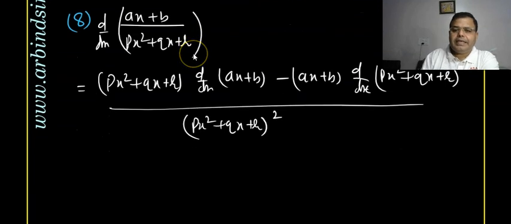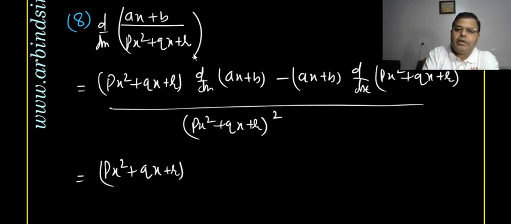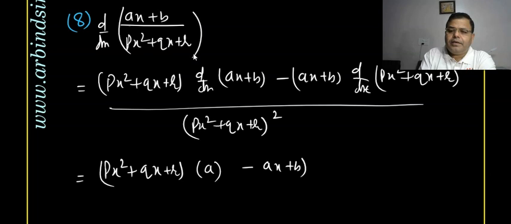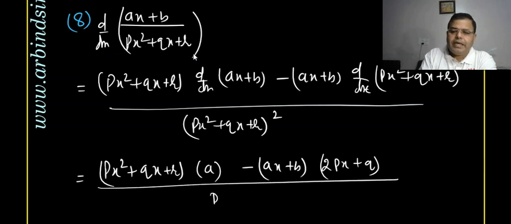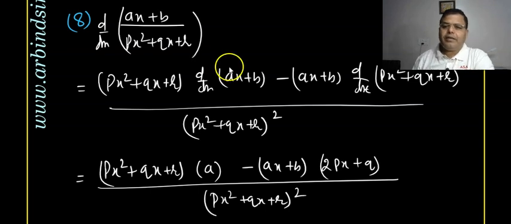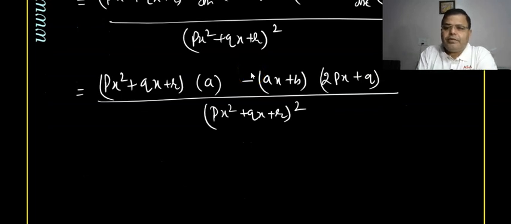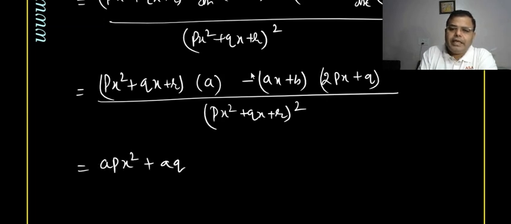So what will happen in that case? This will be (px square plus qx plus r) into derivative of ax, which is a, and derivative of b is 0, minus (ax plus b) into this, 2px plus q, whole divided by (px square plus qx plus r) whole square, right? So some calculation is possible. Yes, there is a possibility of some calculations. So that will be apx square plus aqx plus ar minus, this will be 2apx square, isn't it?